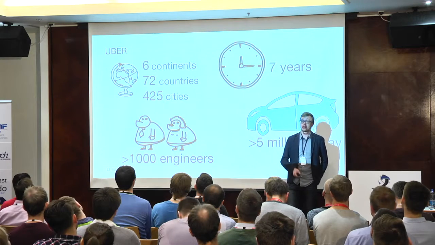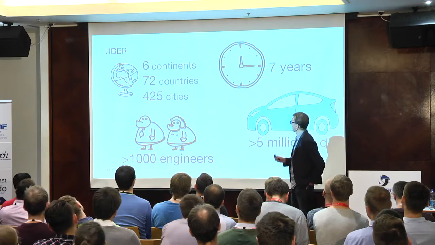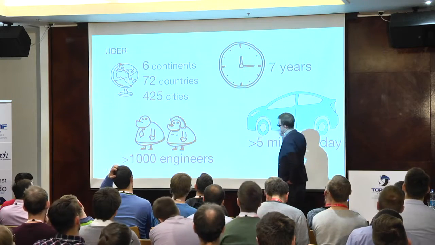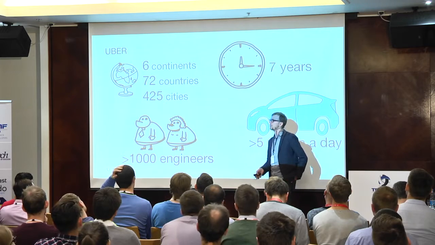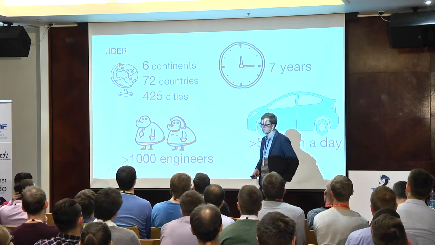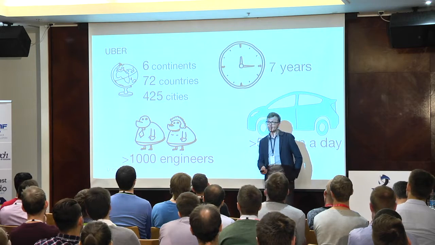Now it's a bit about Uber. Uber is still a pretty young company. It's 7 years old right now. We operate in 6 continents, 72 countries, and more than 400 cities around the globe. We operate in Tallinn as well.